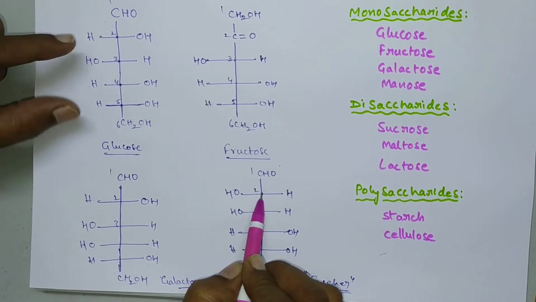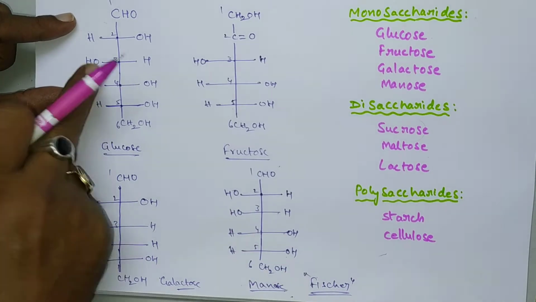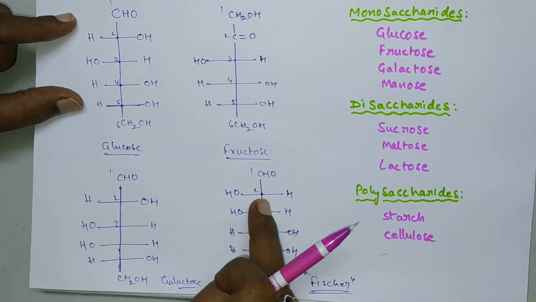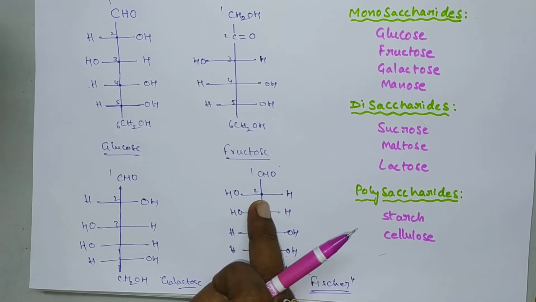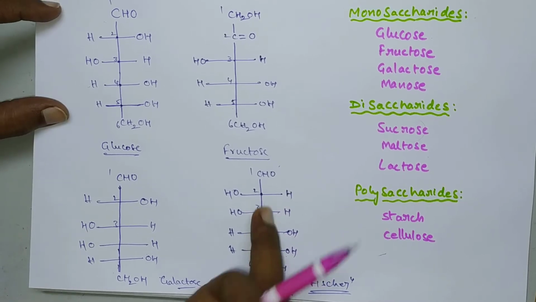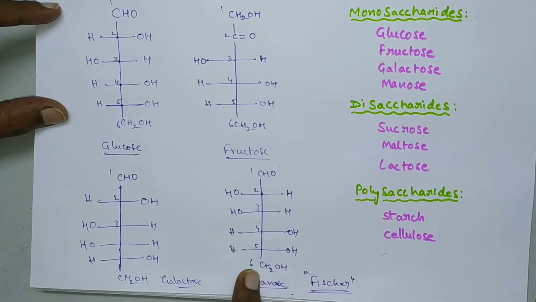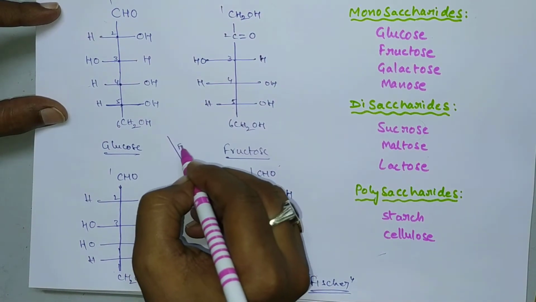Listen carefully. Here is the first structure: this is glucose and this is mannose. These two have a mirror image relationship at the second carbon. So if any molecules have a non-superimposable mirror image relationship at least at one carbon atom, then those two structures are called epimers. So here these two are called epimers. Remember carefully.